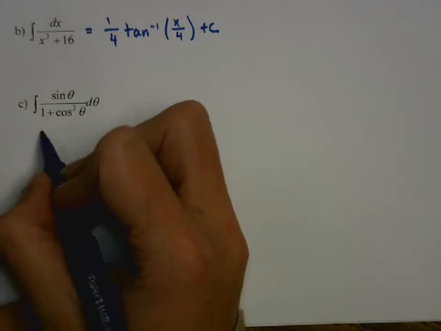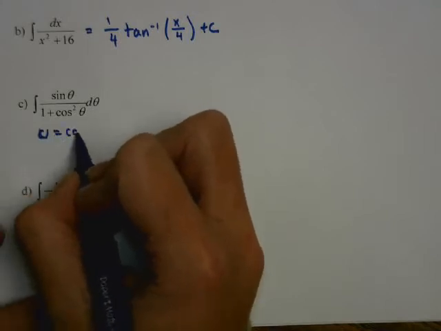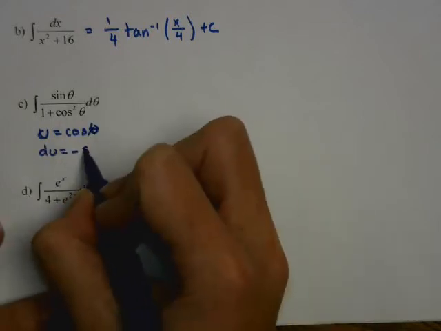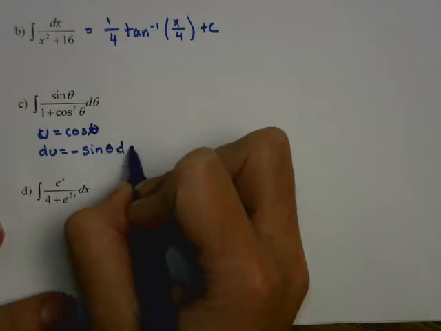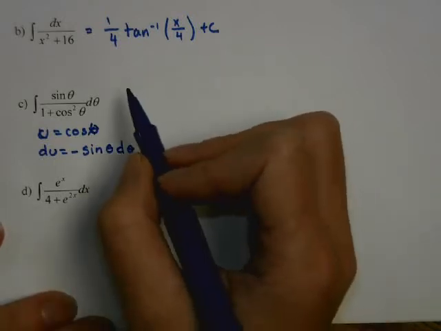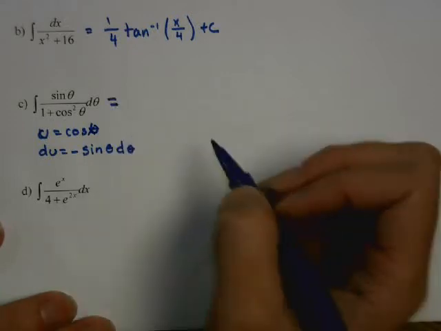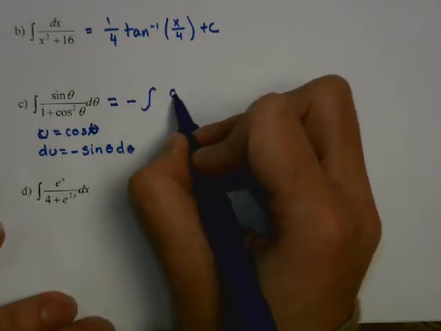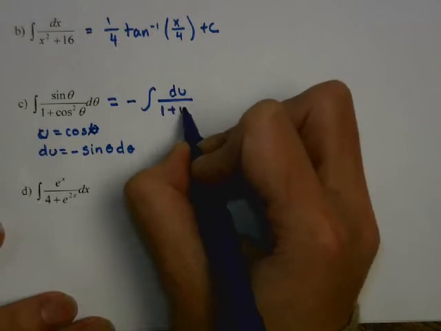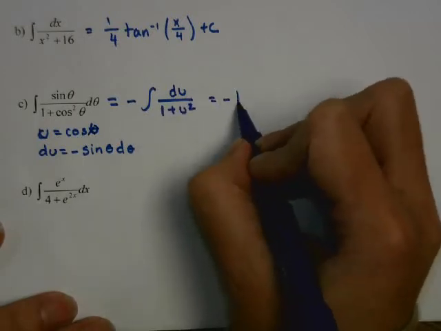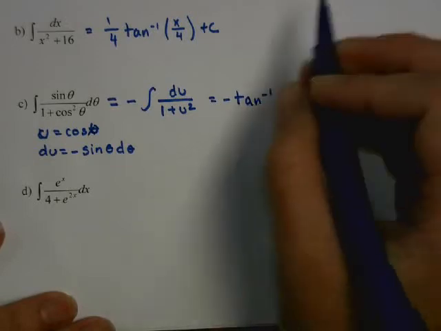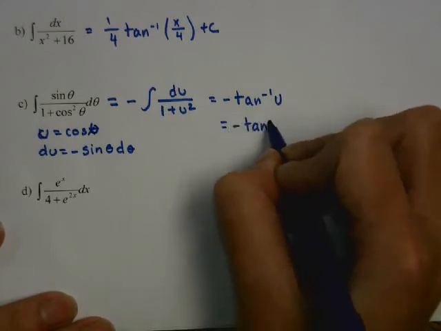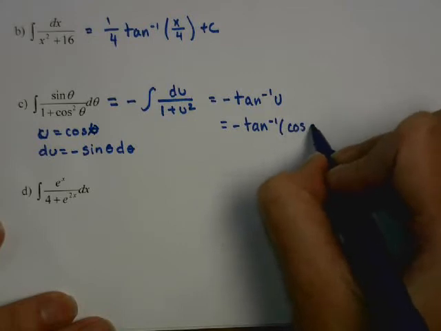Okay, here I'm going to do a u substitution. U equals cosine of x, or theta. So du is going to equal negative sine theta d theta. So this will equal a negative integral du over 1 plus u squared. So this is going to be negative tangent inverse of u, which is going to be negative tangent inverse of cosine theta.